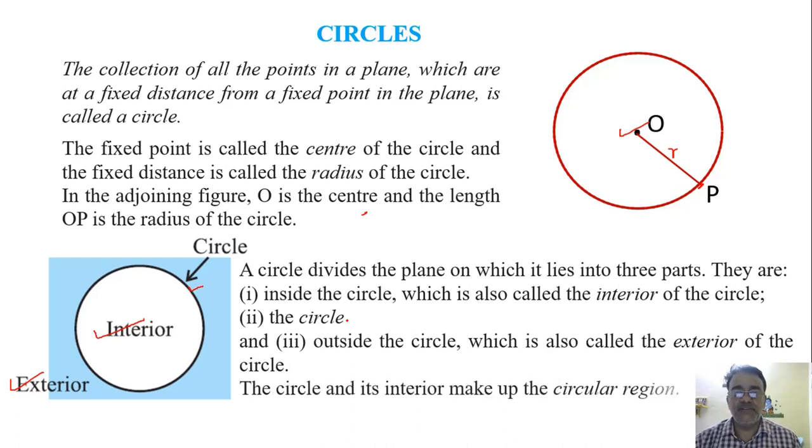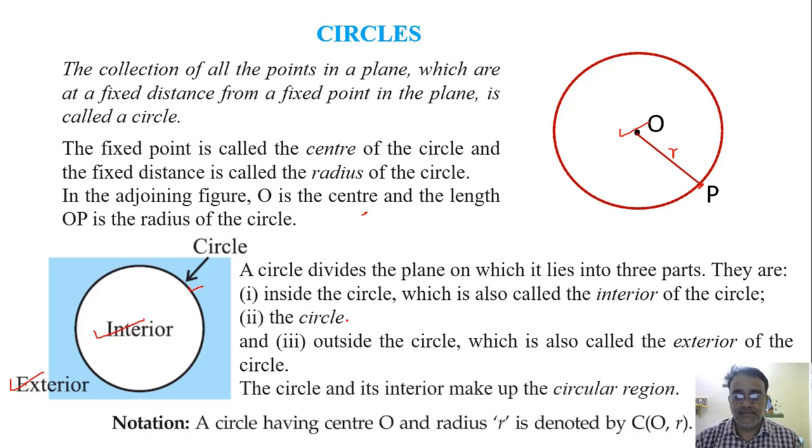Now let us move towards the notation, and a circle is denoted by this notation. This is the notation of a circle. How do you have to read this one? Circle with center O and radius R.